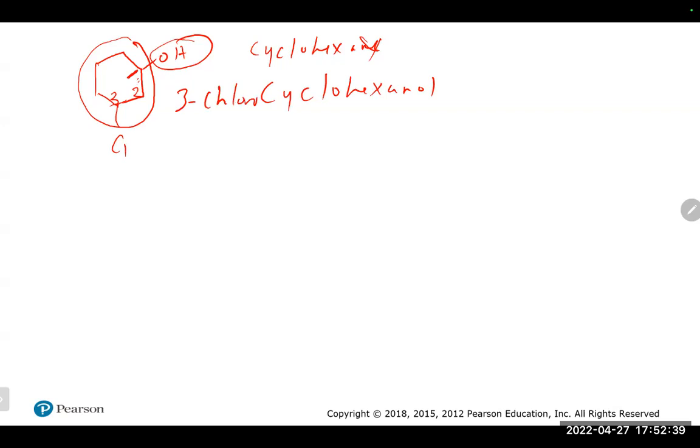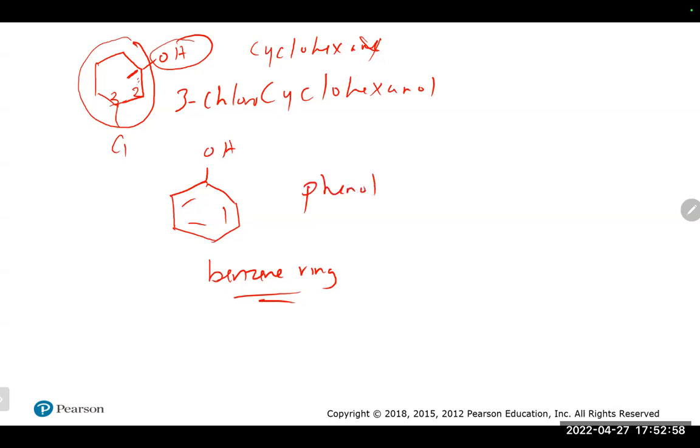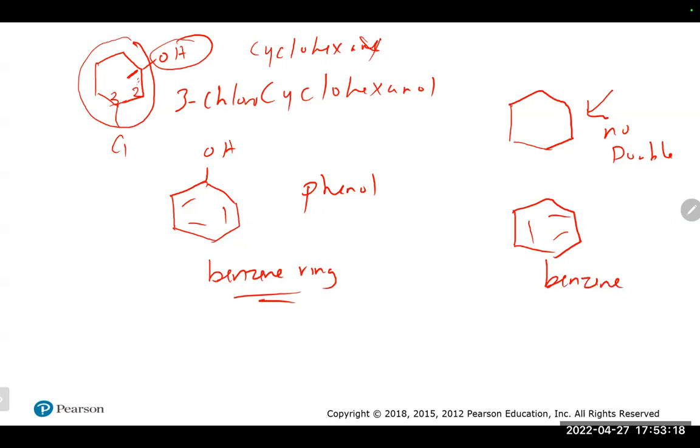This is not to be confused with cyclohexanol, something else that we talked about in the alcohol group, which has a base of a benzene ring, which is this, and that has an OH on it, and that is phenol. That's just the special name. So there is a difference between this ring structure that has basically no double bonds, which is just cyclohexane, versus this one that has 3 double bonds, which is known as benzene.